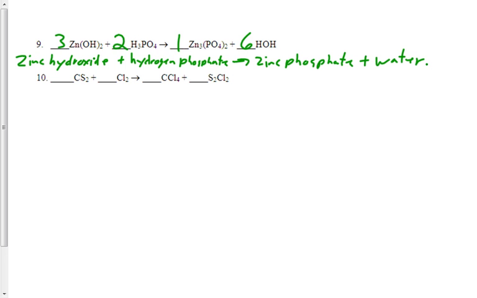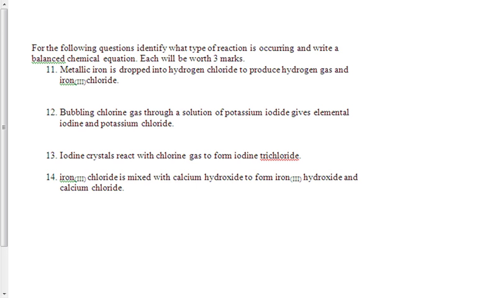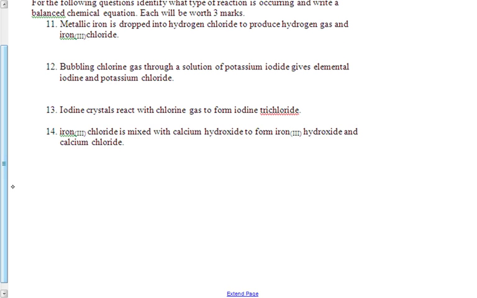Number 15. Sorry, 13. All right, so iodine crystals, and honestly, guys, a lot of people had trouble with 12 and 13 because they forgot that iodine and chlorine are molecular elements and thus come as pairs when they are by themselves. Most common mistake on this one. Okay, so for number 13, that was the thing. Iodine crystals are I2 plus chlorine gas, Cl2, gives iodine trichloride.